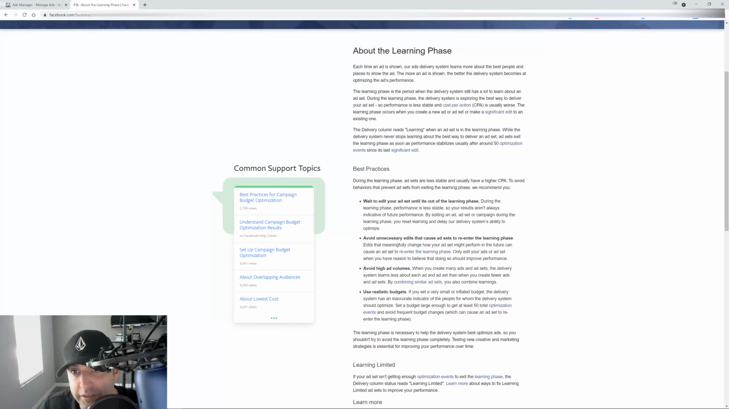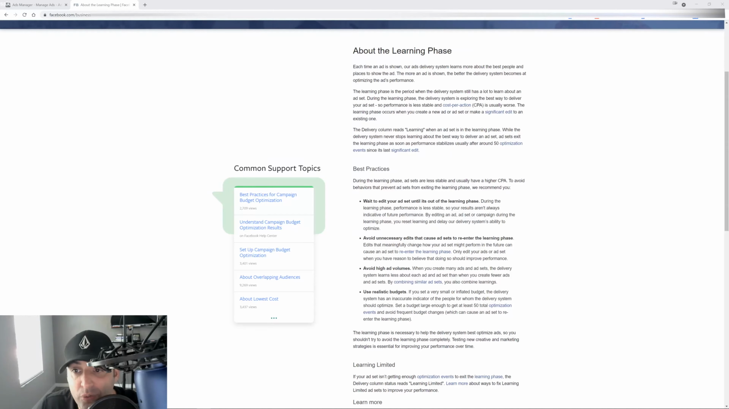So as you can see here, and the link will be in the description from Facebook. This is straight from Facebook. Each time an ad is shown, our ads delivery system learns more about the best people and places to show the ad. The more an ad is shown, the better the delivery system becomes at optimizing the ad's performance. The learning phase is the period when the delivery system still has a lot to learn about an ad set. During the learning phase, the delivery system is exploring the best way to deliver your ad set. So performance is less stable and cost per action is usually worse.